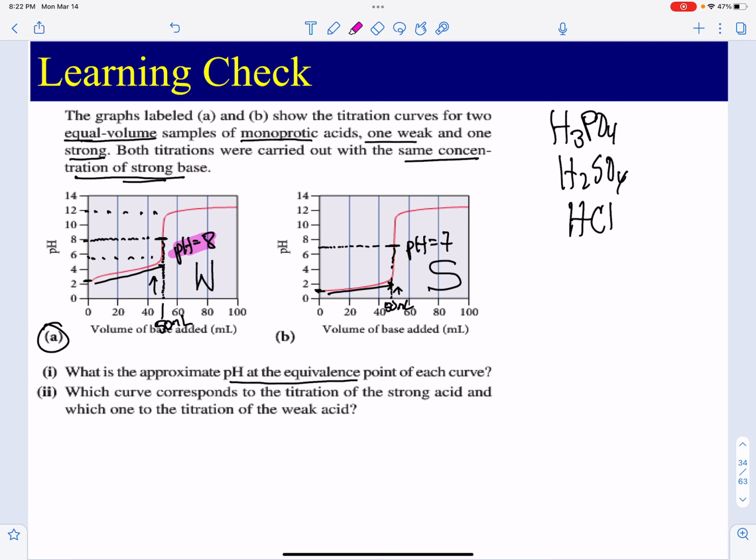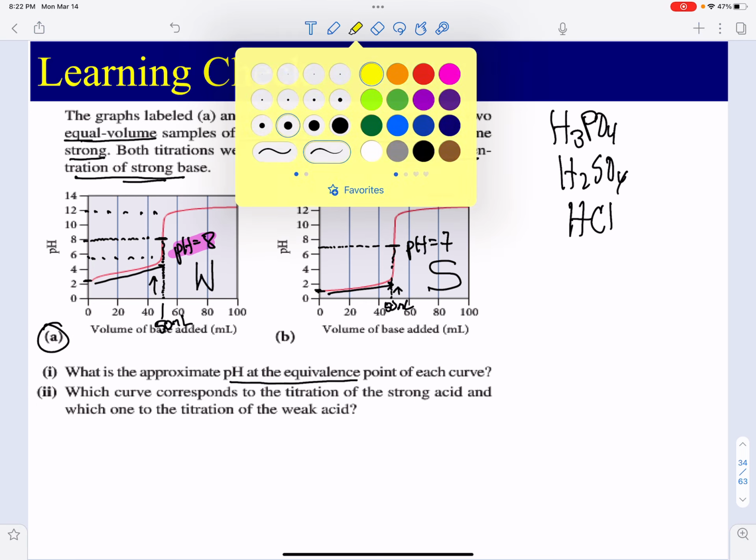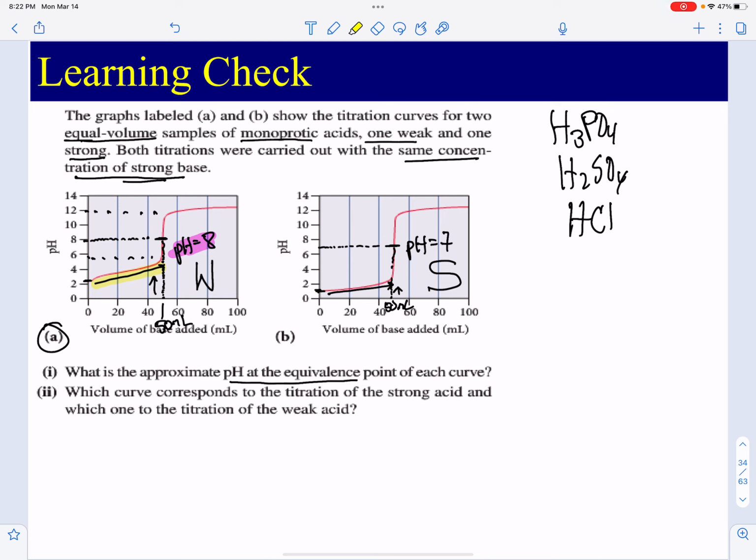What else do we know? Remember that I told you to pay attention to the slope of the increase? Does it make sense that the weak one has a faster change of pH? Yes, because you are destroying a weak acid, so it's gonna jump faster to basic. The strong acid is gonna fight more. It's gonna produce more protons for the hydroxide to consume before it changes into basic.